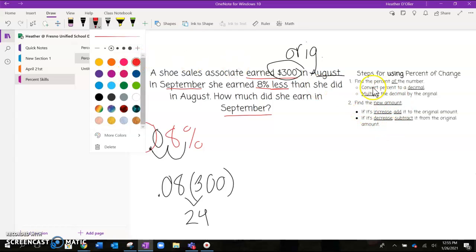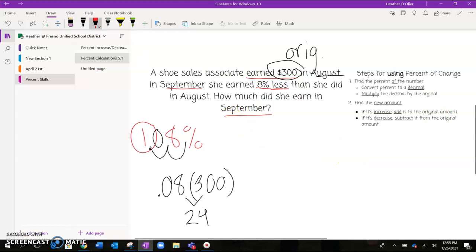So that's where I get to go into my next step, sorry. Find the new amount. If it's an increase, add. If it's a decrease, subtract it from the original. That's why I was using red. I wanted to make sure I remembered that this is a decrease problem. All right. So the next part, I am subtracting from the original. So I need to put the 300, the original, first.